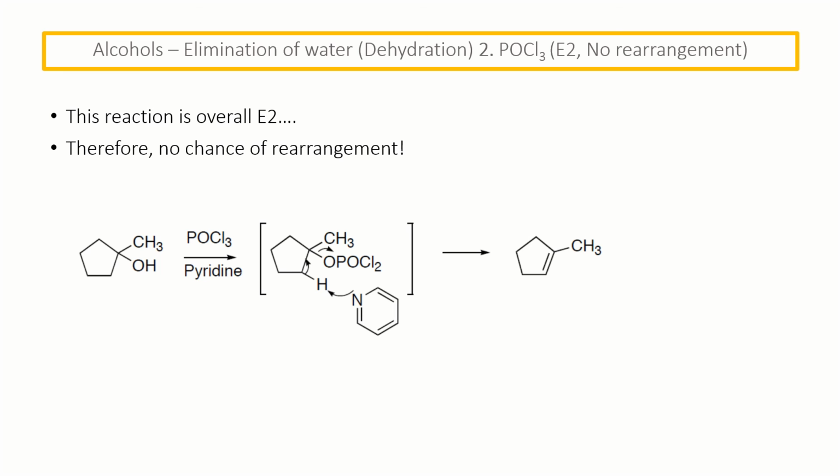We talked about the advantage of using the phosphorus oxychloride, and here you can see phosphorus oxychloride in the presence of pyridine. The reaction is an E2 mechanism. The possibility of rearrangement occurring is reduced.